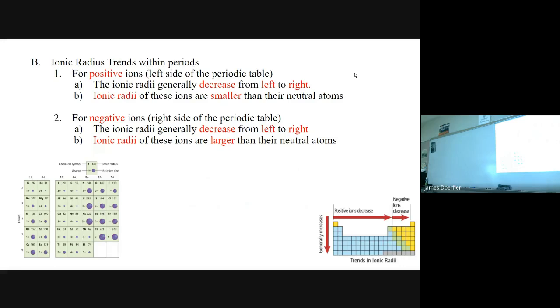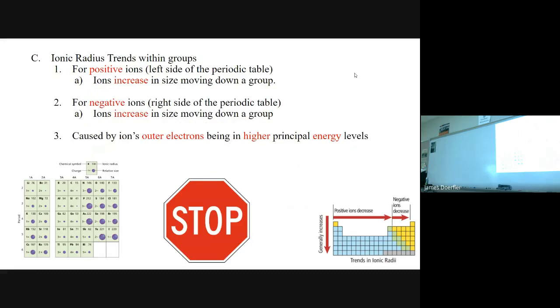Vertically speaking, so within groups, positive ions, again, are going to increase in size. So are negative ions. So again, going top to bottom, for both positive and negative ions, they're going to increase in size. And again, this is all going back to what's occurring: they are increasing the number of principal energy levels, and therefore they are increasing their overall distance from the nucleus.